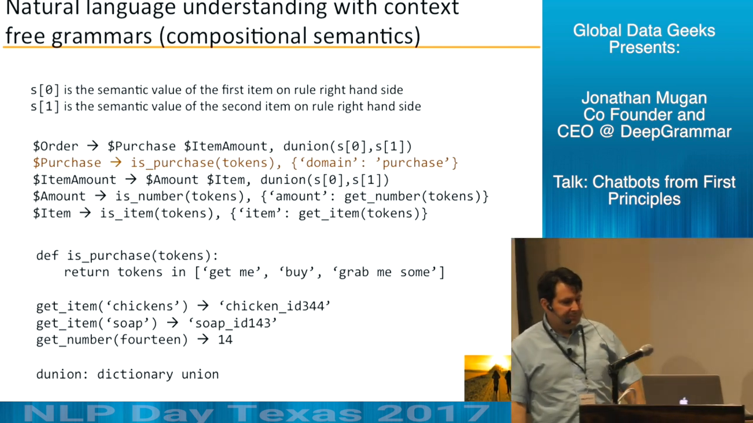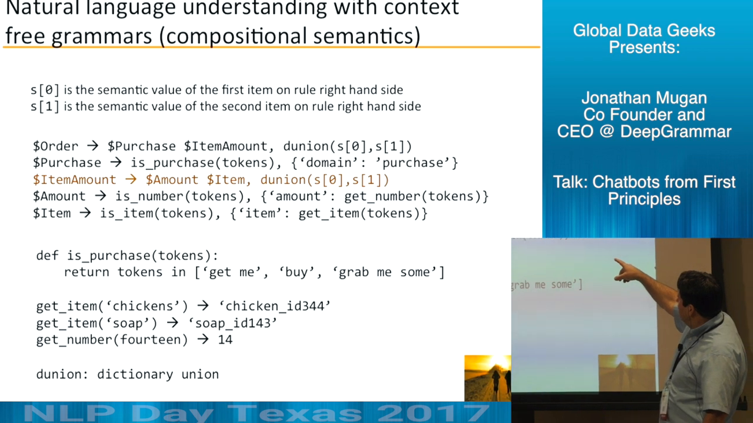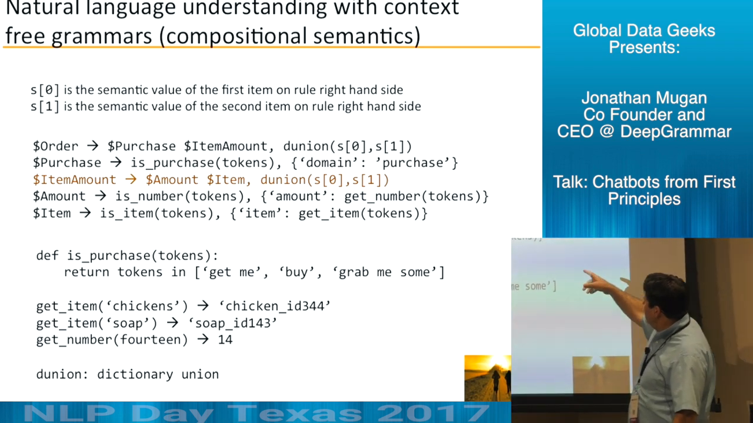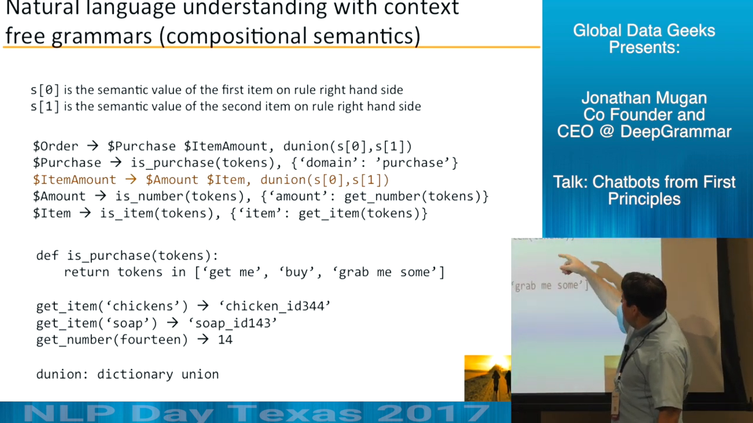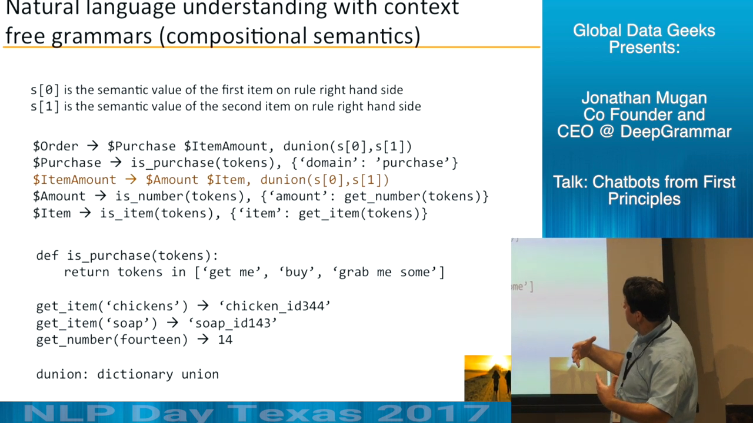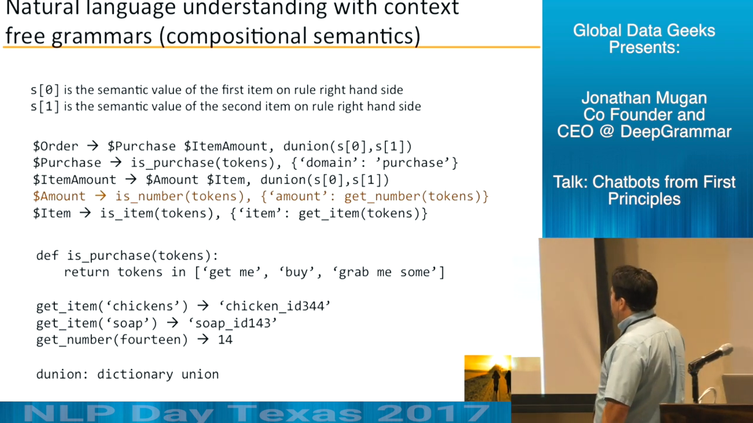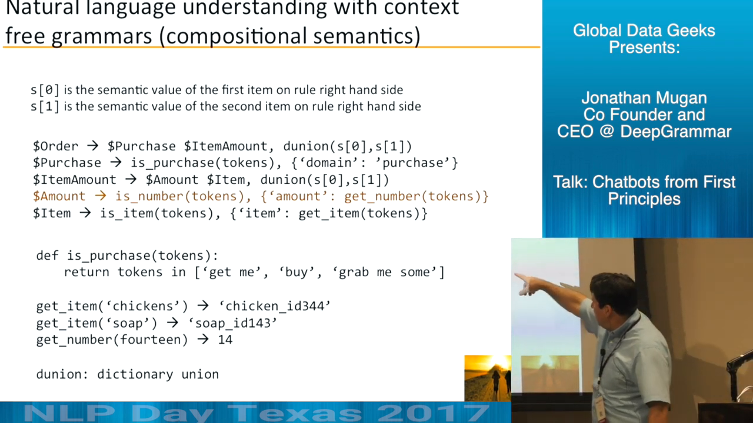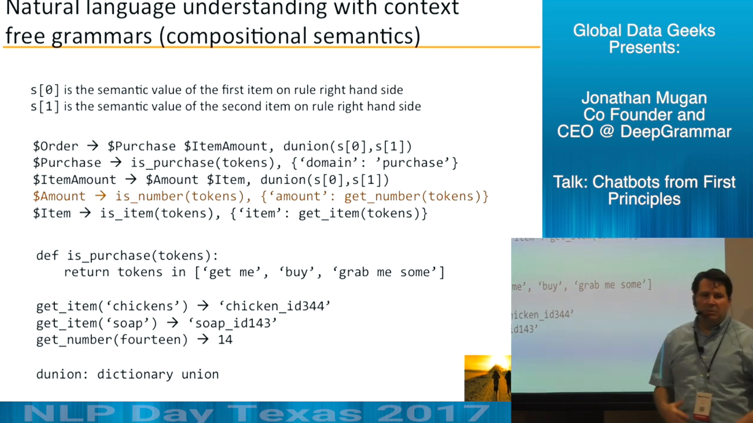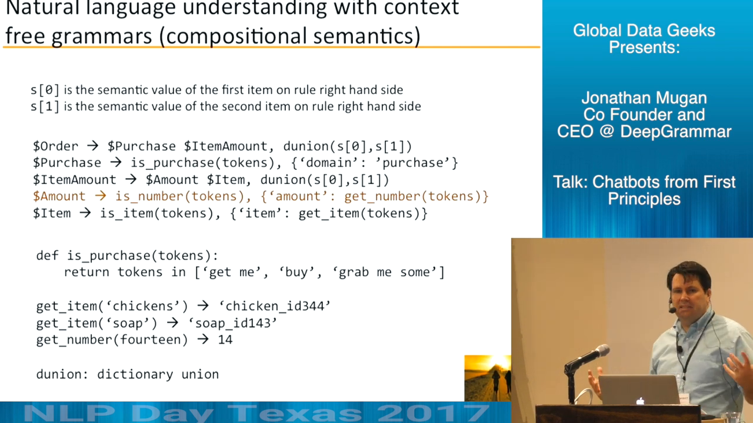So let's look at item amount. We have item amount is amount and item. And so, 14 chickens. 14 is the amount, item is chickens, and the semantic meaning is to squish together the item and amount, 14 chickens. And so now, what is amount? Amount is anytime you say a number. So you have isNumber, this little function here. Well, I didn't write it down because I thought it was obvious. So if someone said 14, 612, a whole bunch, all those things could be amounts. And you'd have to have a function that's able to identify those things.